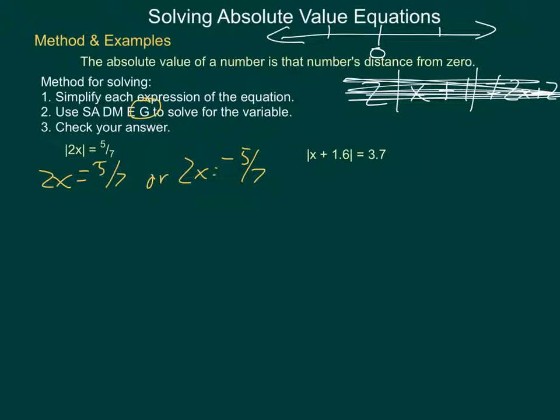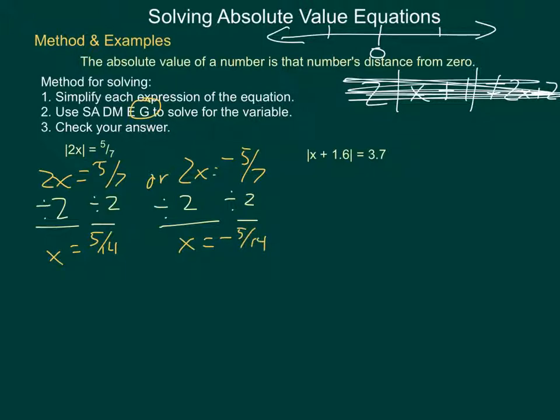So solving the left-hand equation of this, I'm going to go through and divide both sides by 2, giving me x equals 5/14. On the right-hand side, I'm also going to divide by 2, and that tells me that x is equal to a negative 5/14.